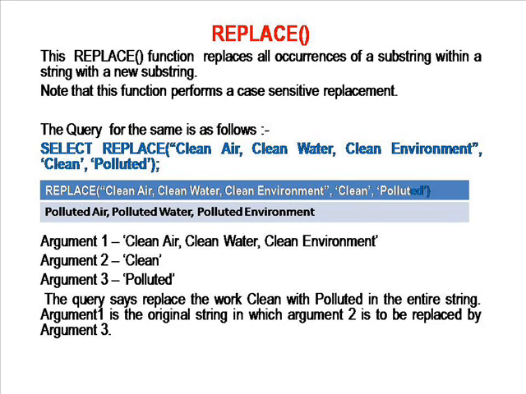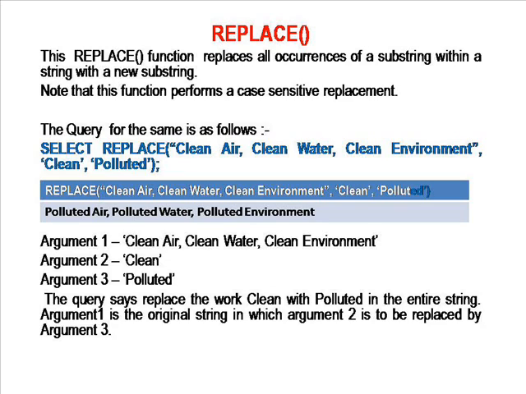Now we give the string that is to be replaced, that is in quotations clean. Clean is to be replaced, so clean, quotations complete, and what clean is to be replaced with, the word polluted. So in quotations polluted and bracket complete. So the whole string clean air, clean water, clean environment is string 1. Clean is string 2 and the word polluted is string 3.